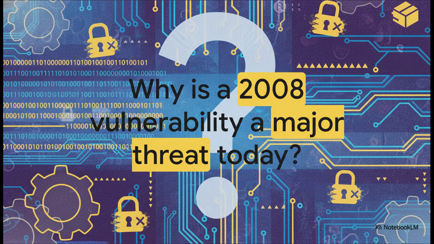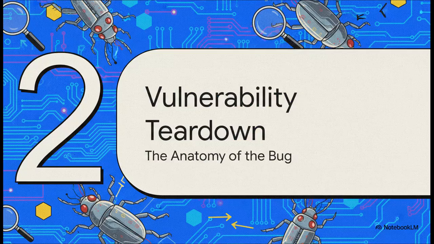To get to the bottom of that, we have to start by taking the bug apart, piece by piece. To really solve this thing, we need to roll up our sleeves and get into the technical details. Examine the bug's anatomy. Understanding exactly how it works is the key to figuring out why it's so stubborn and, frankly, so dangerous. Let's get into the forensics.